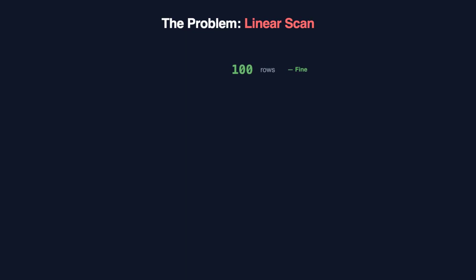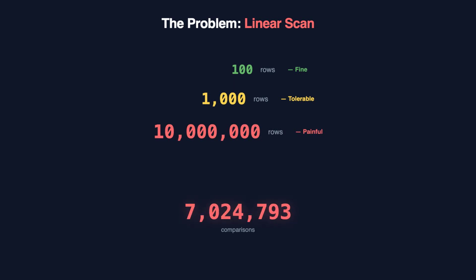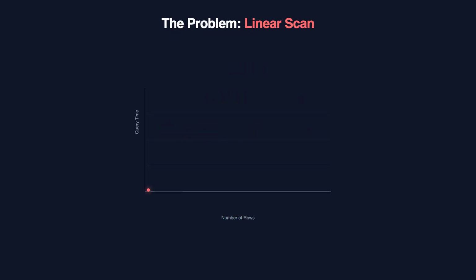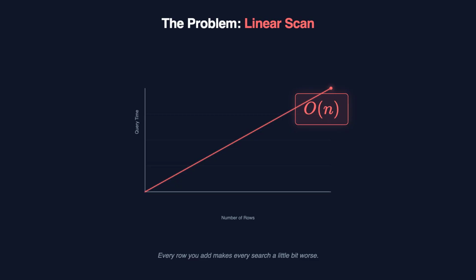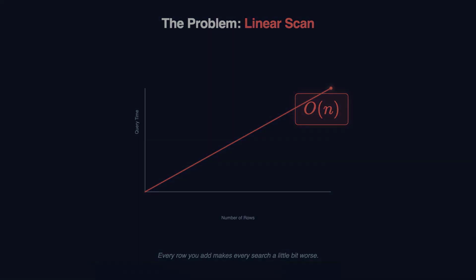With 100 rows, this is fine. With 1,000 rows, it's tolerable, but with 10 million rows, that's 10 million comparisons. And as your table grows, the query gets linearly slower. This is O of n. Every row you add makes every search a little bit worse.